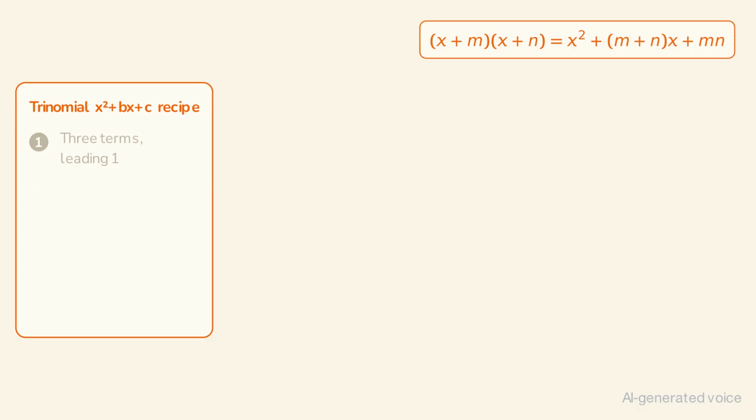2. Find 2 numbers that multiplied, give the right-hand term, c, and that added, give the middle coefficient, b. 3. Use the sign rules to know which sign each number takes. 4. Write the 2 parentheses, x plus the first number, times x plus the second. And 5. The one nobody should skip, check.